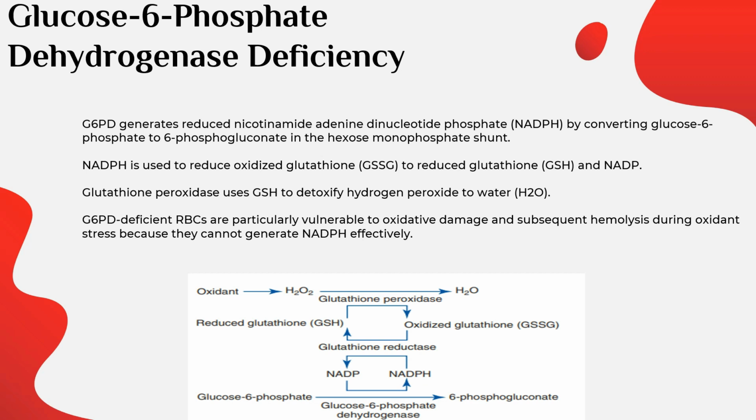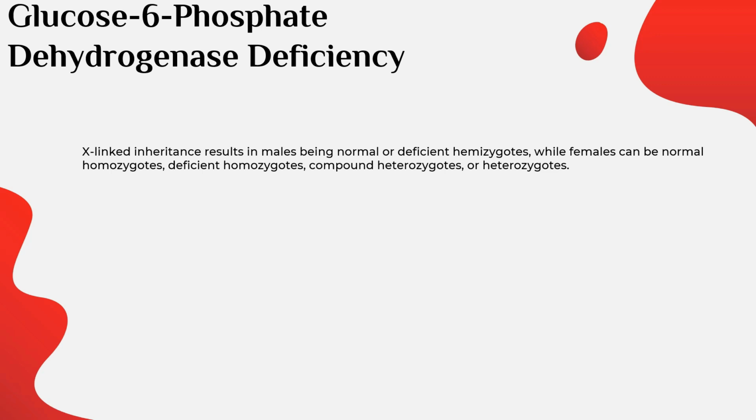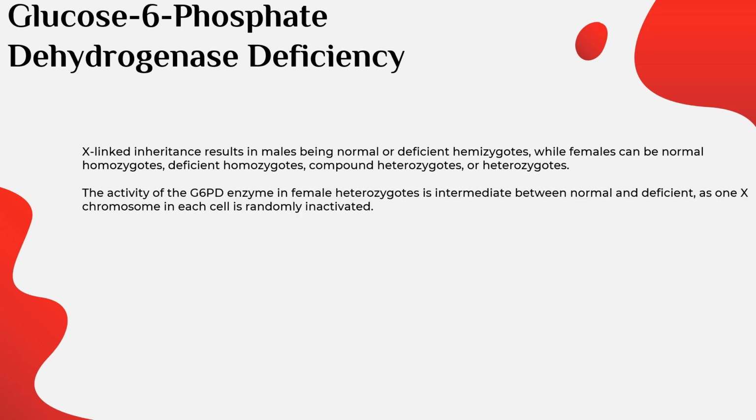G6PD deficient RBCs are particularly vulnerable to oxidative damage and subsequent hemolysis during oxidant stress because they cannot generate NADPH effectively. The G6PD gene is found on the X chromosome and encodes the G6PD enzyme that exists as a dimer or tetramer. X-linked inheritance results in males being normal or deficient hemizygotes, while females can be normal homozygotes, deficient homozygotes, compound heterozygotes, or heterozygotes. The activity of the G6PD enzyme in female heterozygotes is intermediate between normal and deficient, as one X chromosome in each cell is randomly inactivated.